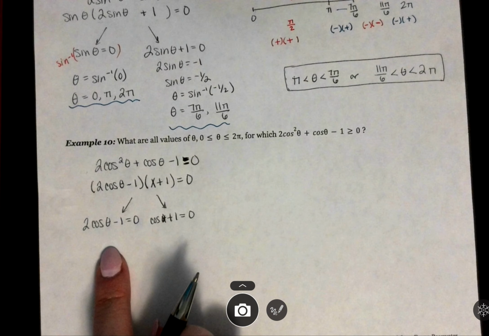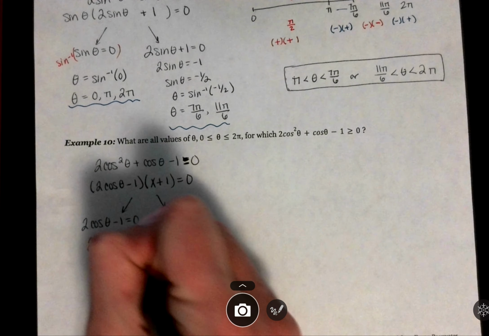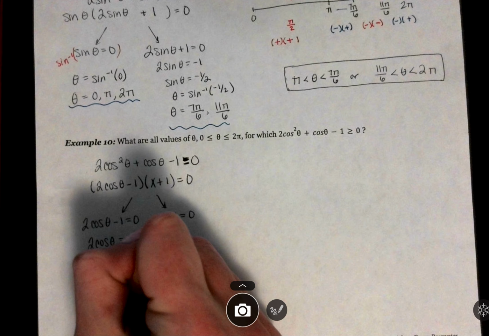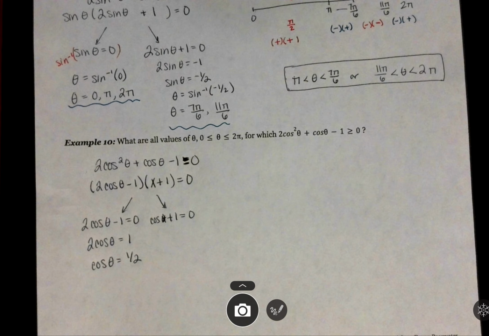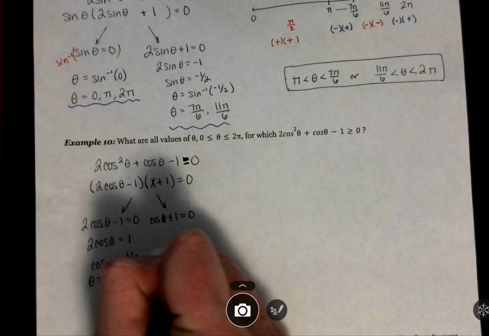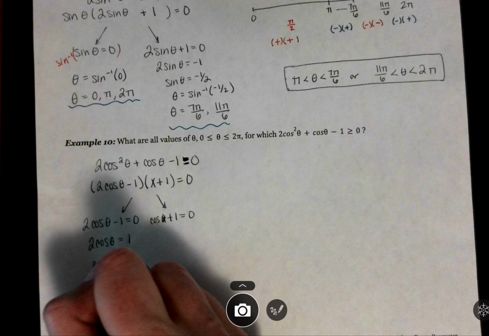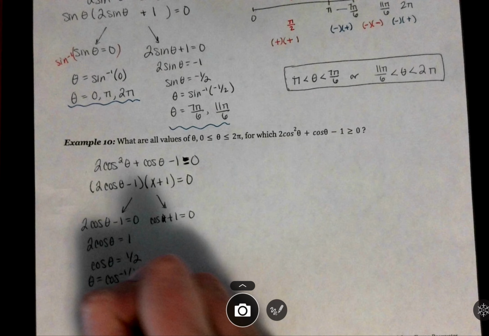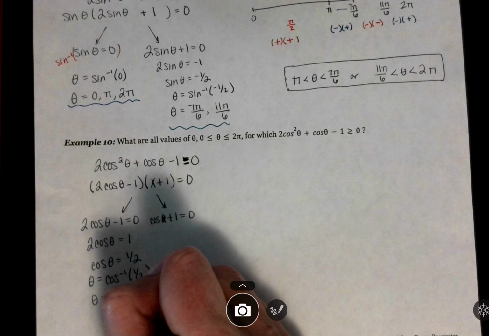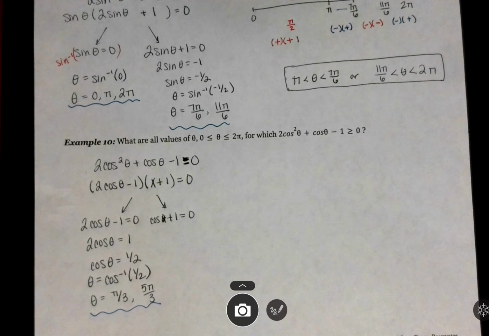I'm going to solve the one on the left first. So I have 2 cosine of theta equals positive 1, and cosine of theta equals 1/2, which means theta is equal to arc cosine of 1/2. Well, arc cosine of 1/2 using my unit circle would be pi over 3 and 5 pi over 3. So I want those values.